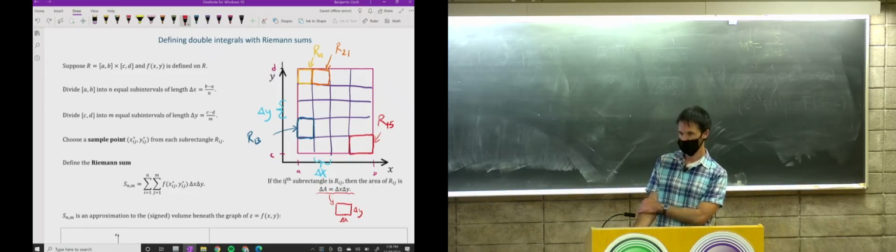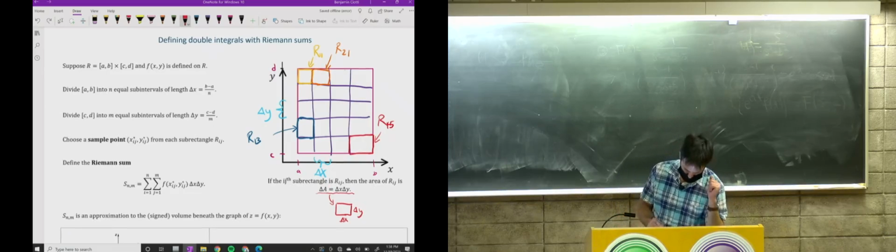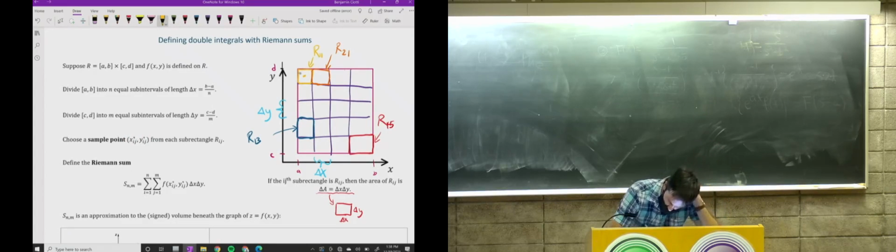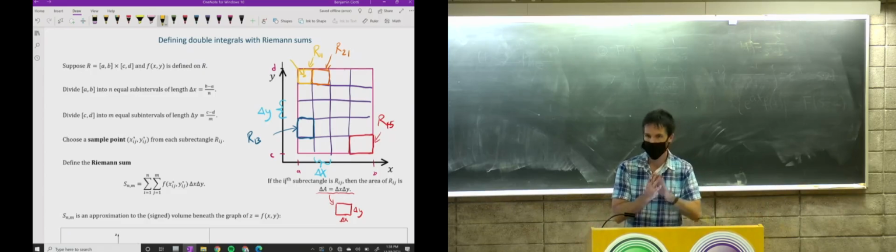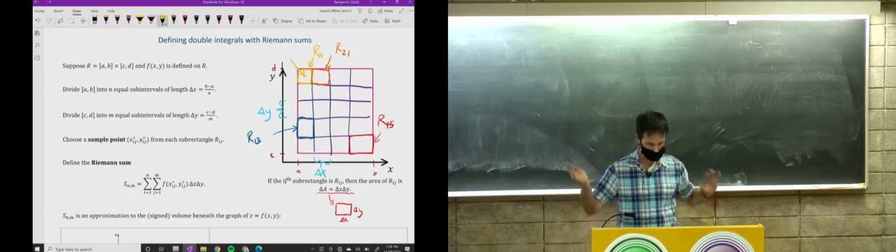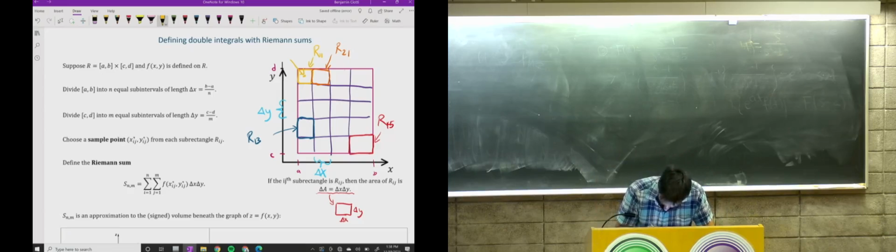Next comes the part where we choose the sample points. So let's choose a sample point from each subrectangle. We'll call it x sub ij star, y sub ij star. So for example, in the first subrectangle, let's choose some sample point. It doesn't matter where in the subrectangle you choose it. It could be the midpoint, it could be the upper left, the lower left, upper right, doesn't matter. Somewhere in that subrectangle, we're choosing the point x11 star, y11 star.